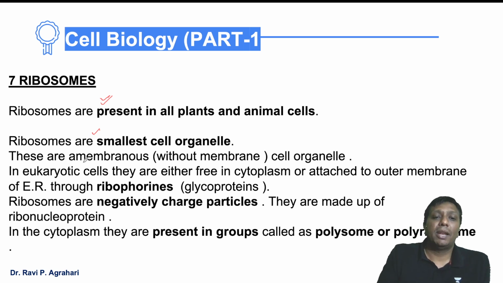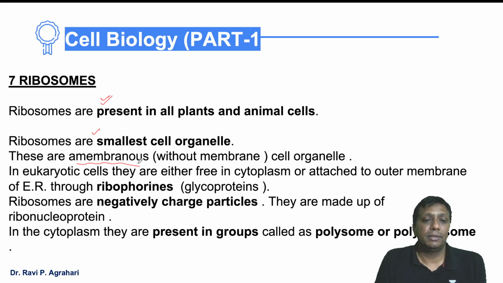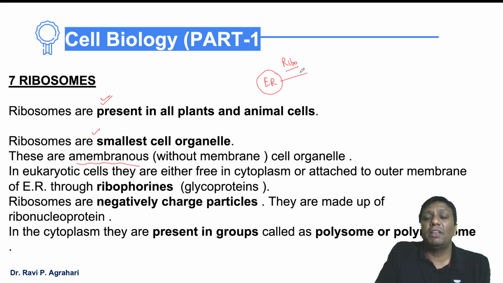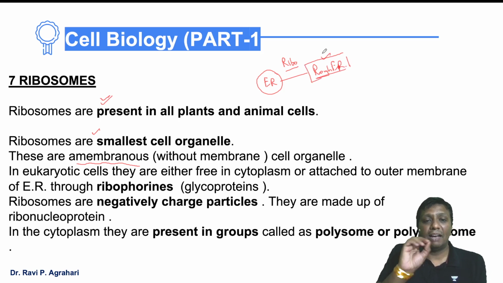Ribosome is amembranous, guys. Cell membrane is not there. This is amembranous, that is a very specific feature. In eukaryotic cells, ribosomes are either free in the cytoplasm or attached to the outer membrane of the endoplasmic reticulum, which you people have seen guys. Endoplasmic reticulum that has the presence of ribosomes on its surface is called rough endoplasmic reticulum. Rough endoplasmic reticulum means the surface of the endoplasmic reticulum has the presence of ribosomes.